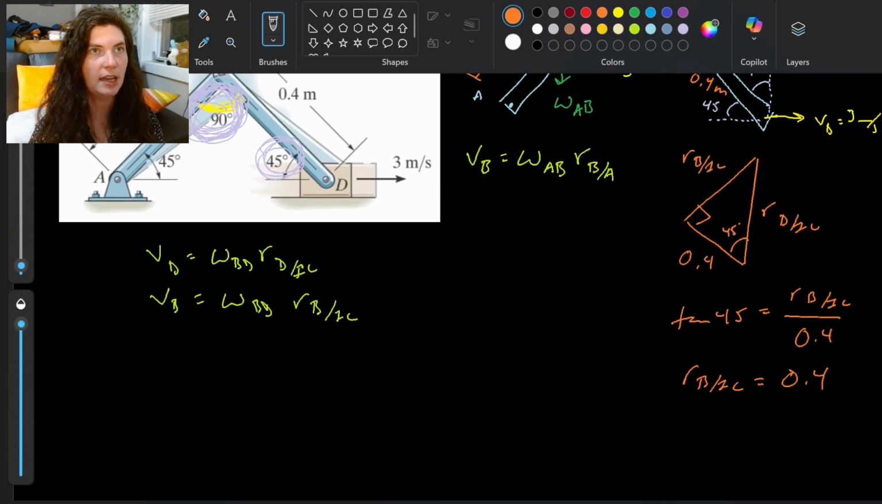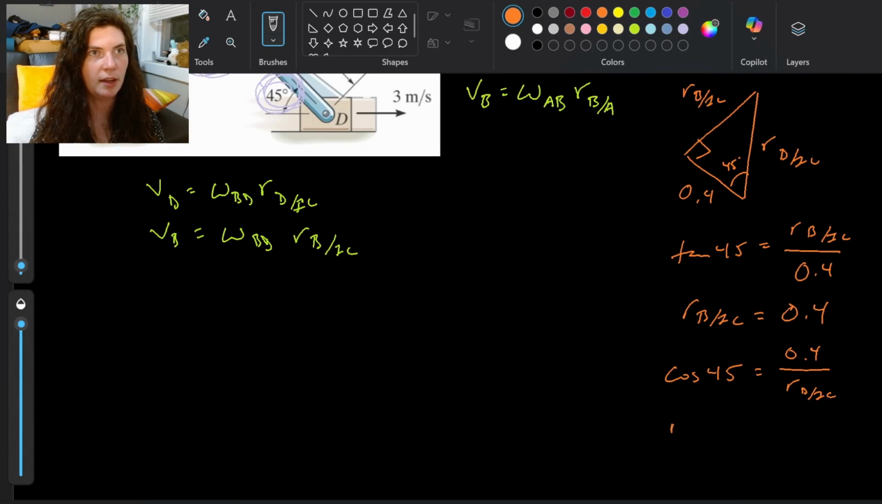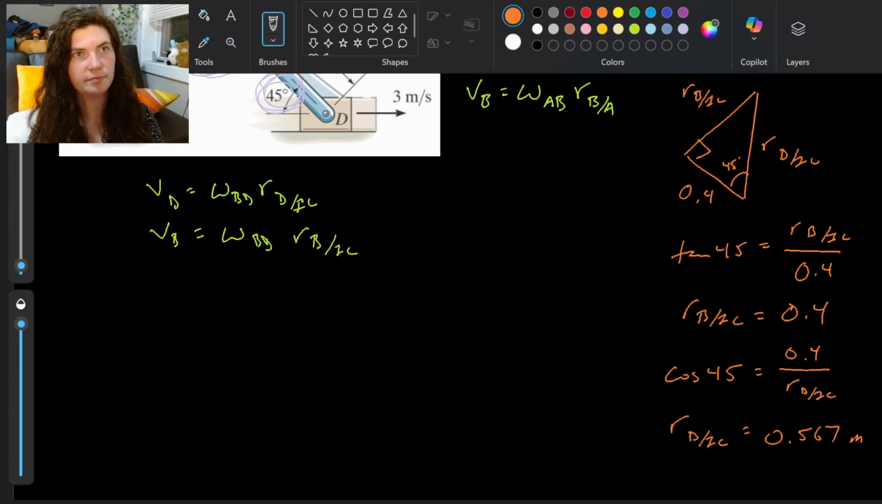I can do the same process with my R_D with respect to IC. Since that is the hypotenuse and I know my adjacent, I can relate those with cosine. Cosine 45 equals adjacent 0.4 over hypotenuse R_D with respect to IC. I can rearrange and pop it in my calculator. R_D with respect to IC is 0.567 meters.